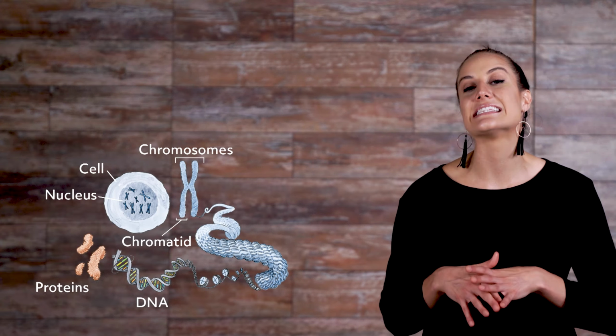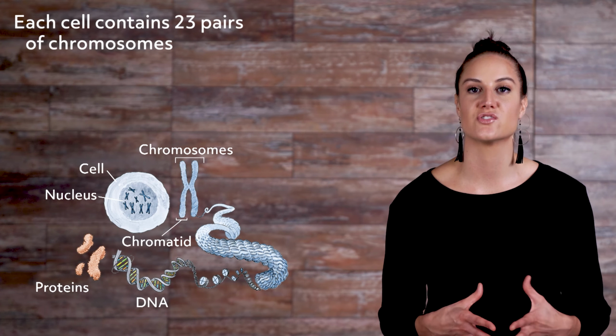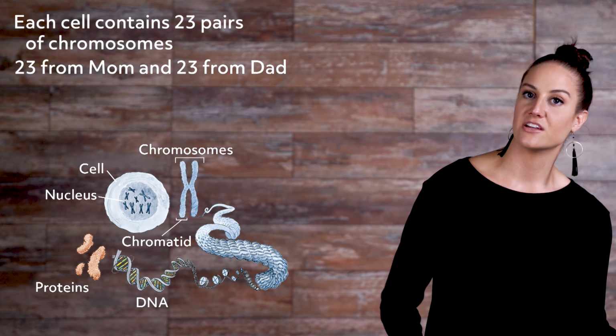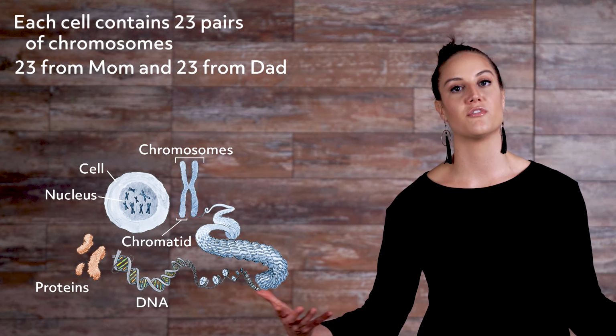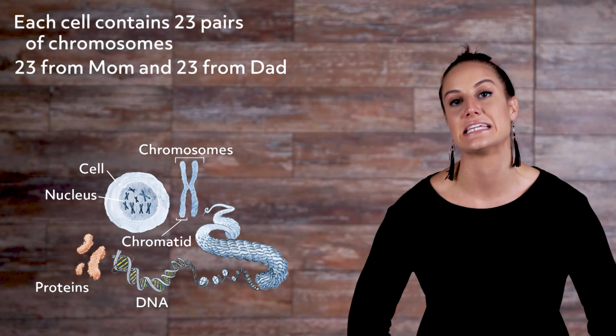Here's what it looks like inside the body. Each cell in our body typically contains 23 pairs of chromosomes. We get 23 from mom and 23 from dad for a total of 46. Within these chromosomes are long strands of DNA.